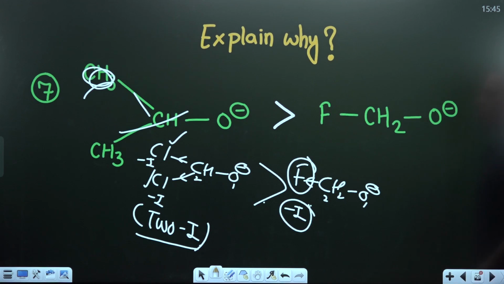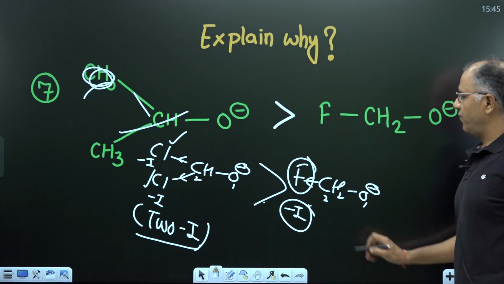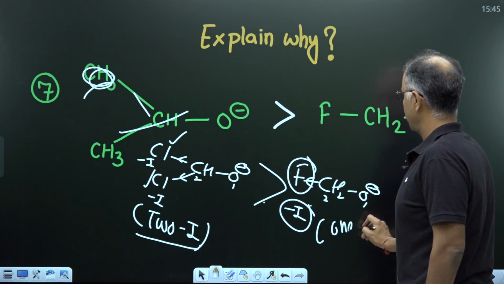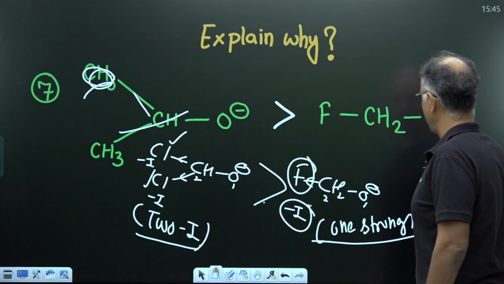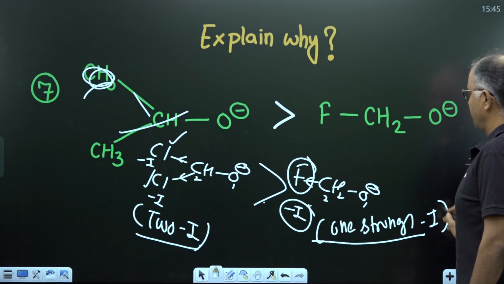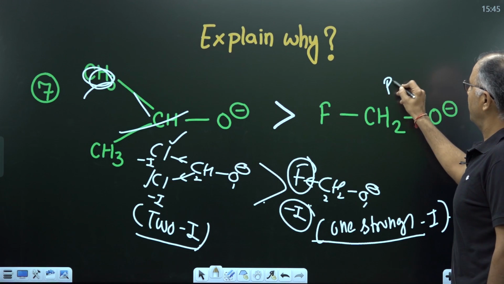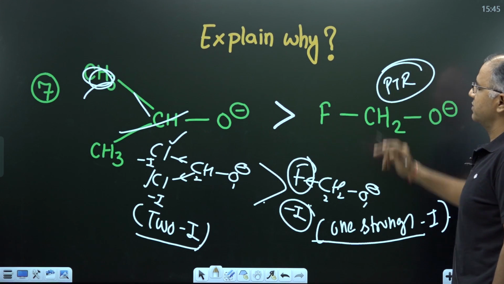So write in your notes: 2 weak minus I dominate 1 strong minus I. 2 weak dominate 1 strong minus I. This is a point to remember, you have to remember this.